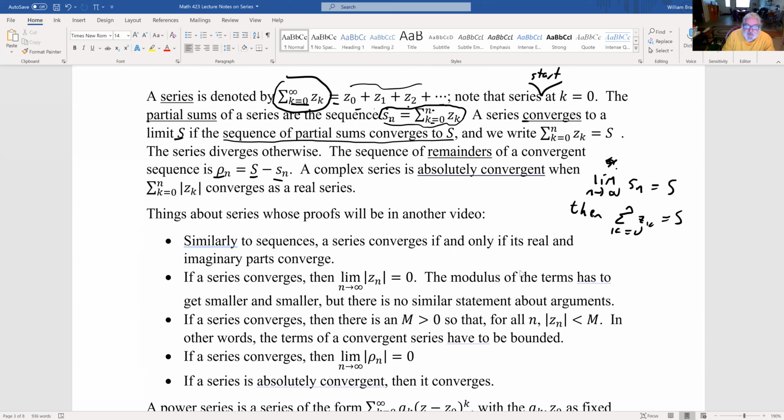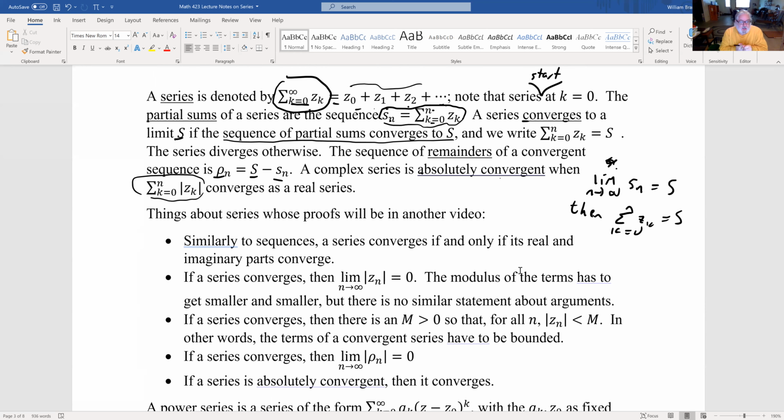And a complex series is absolutely convergent when the sum of absolute values converges as a real series, right? And you remember a real series from complex. So there are things about series whose proofs I will try to put up in another video because there are a lot of details in that, and I want to get through the basic ideas here. So a series converges, like we proved above, if and only if its real and imaginary parts converge, but always be careful about polar coordinates.